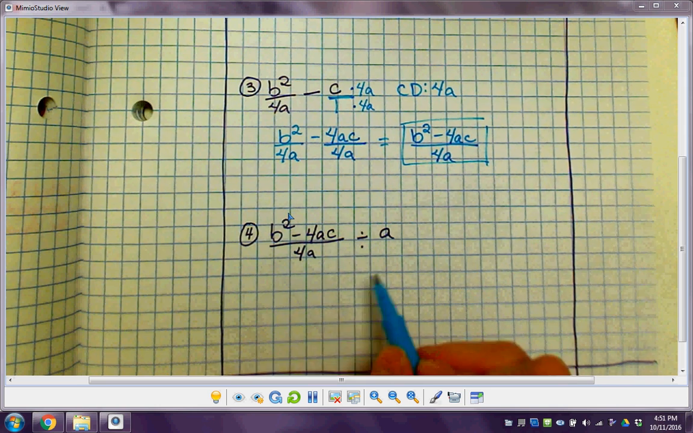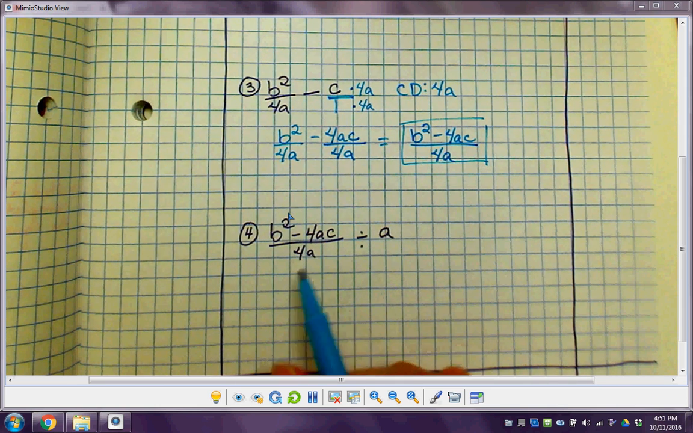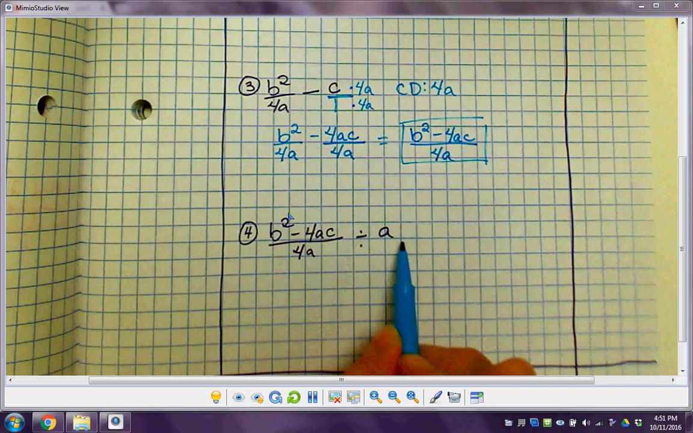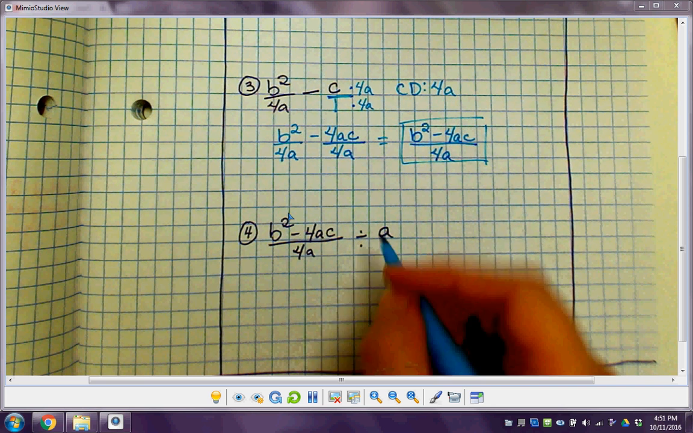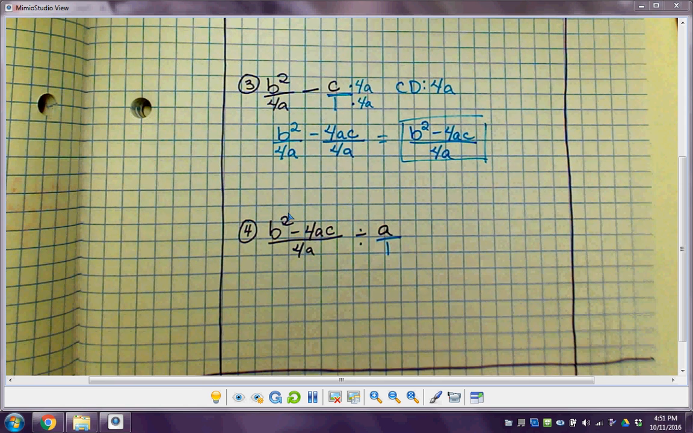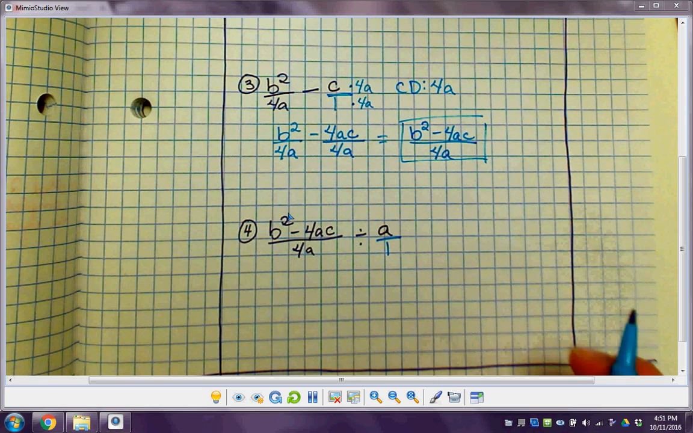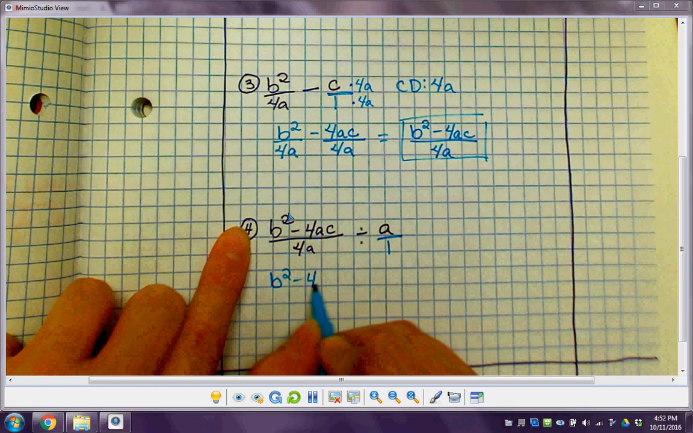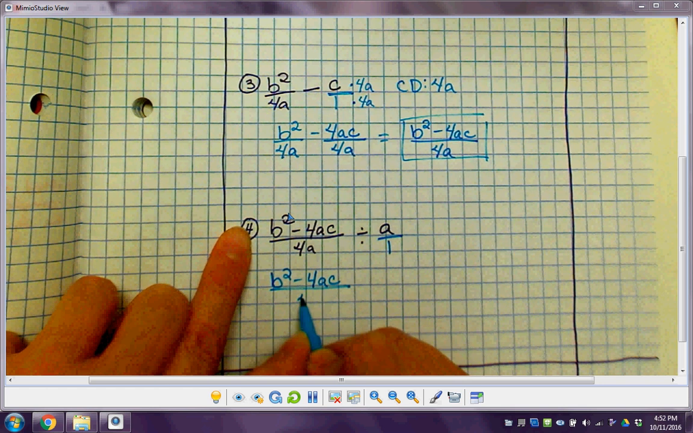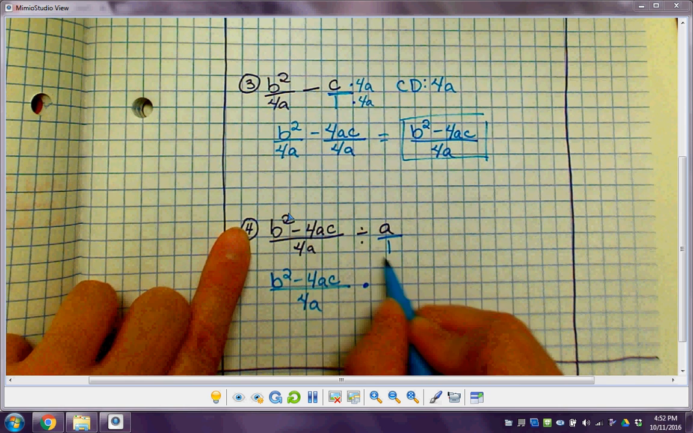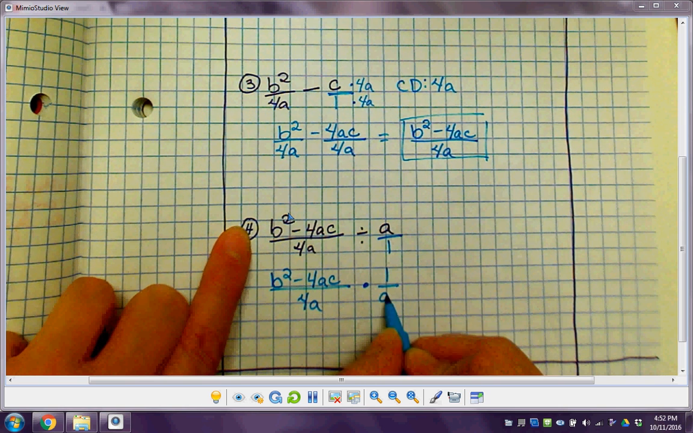Let's look at number 4. I have a fraction divided by a fraction. Well, right now it looks like a, but I can change it to a fraction. Well, in example 1, we reviewed the rule. Your first fraction stays the same. I change division to multiplication and multiply by the reciprocal.